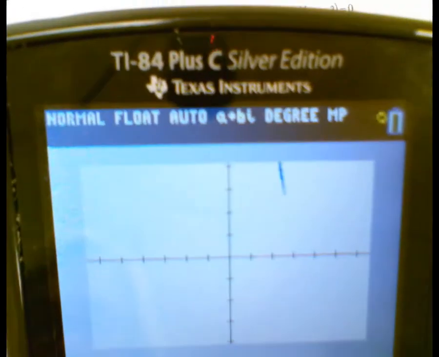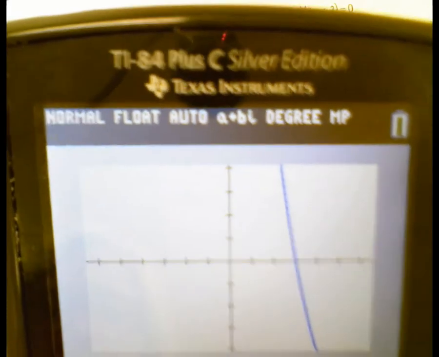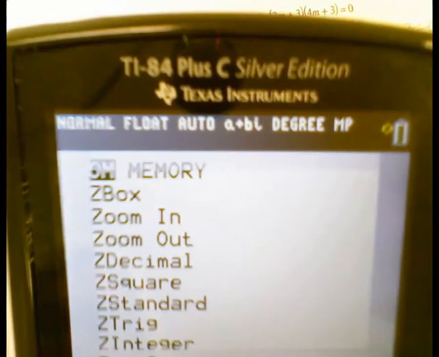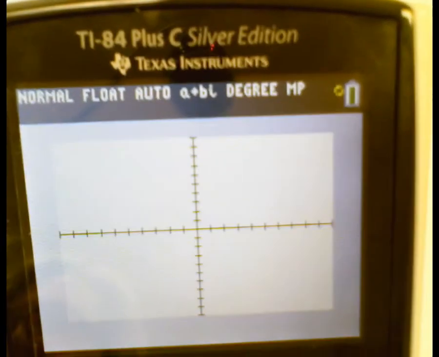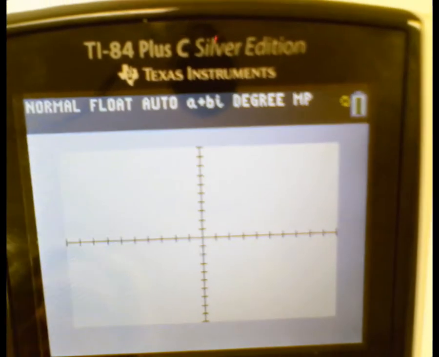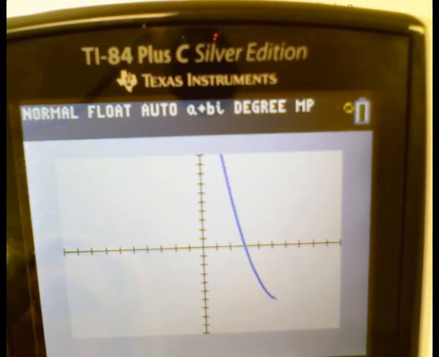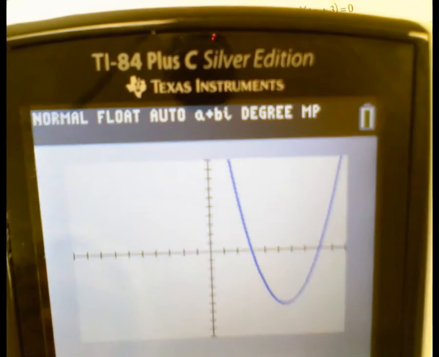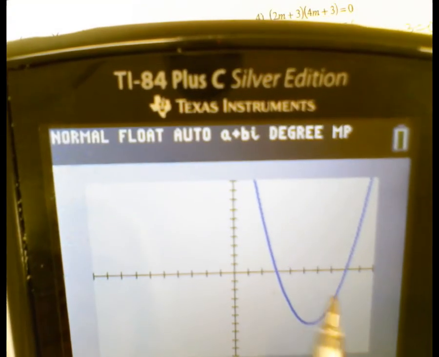Now I'm still on that zoom 4 screen, so I'm going to press on to stop that. I'm going to press zoom 6 to make it a little bit bigger. Sometimes you even have to make it bigger than this screen. But that looks like 3 and 8. So it's 1, 2, 3, 4, 5, 6, 7, 8. 3 and 8. You can also look at the t-table.